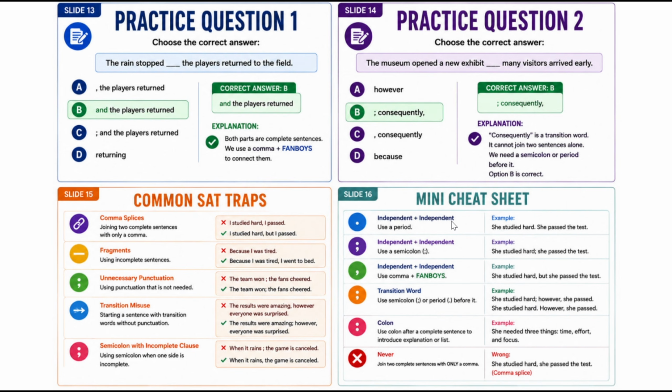Mini cheat sheet. Okay. Quick review. Independent plus independent: use a period. Independent plus independent: semicolon also works. Independent plus independent: comma plus FANBOYS works. Before transition words, use a semicolon or period. Use a colon after a complete sentence. And finally, never join two complete sentences with only a comma.